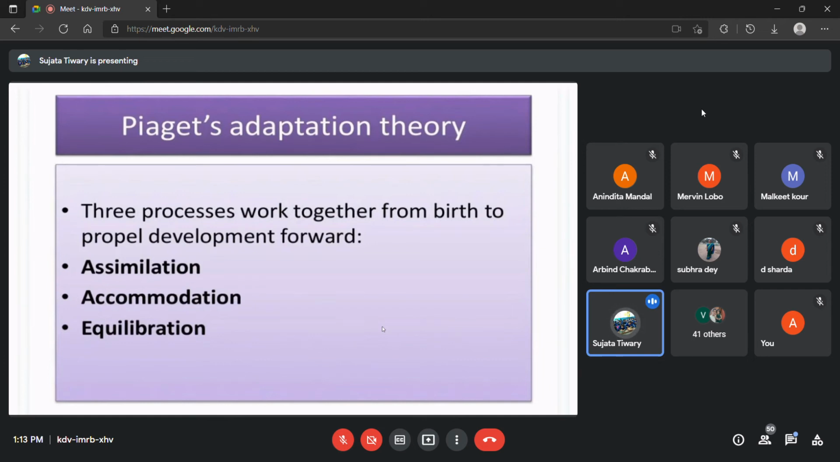Accommodation means the previous concept was that all aquatic animals are fishes, but now it is changed: though it is an aquatic animal, it is not a fish. So this is accommodation, changing that previous concept. Here the learning takes place. Then an equilibrium is set. This is the search for balance between the previous concept and the new concept, with changes. Sometimes it is rejected also if it is totally wrong.